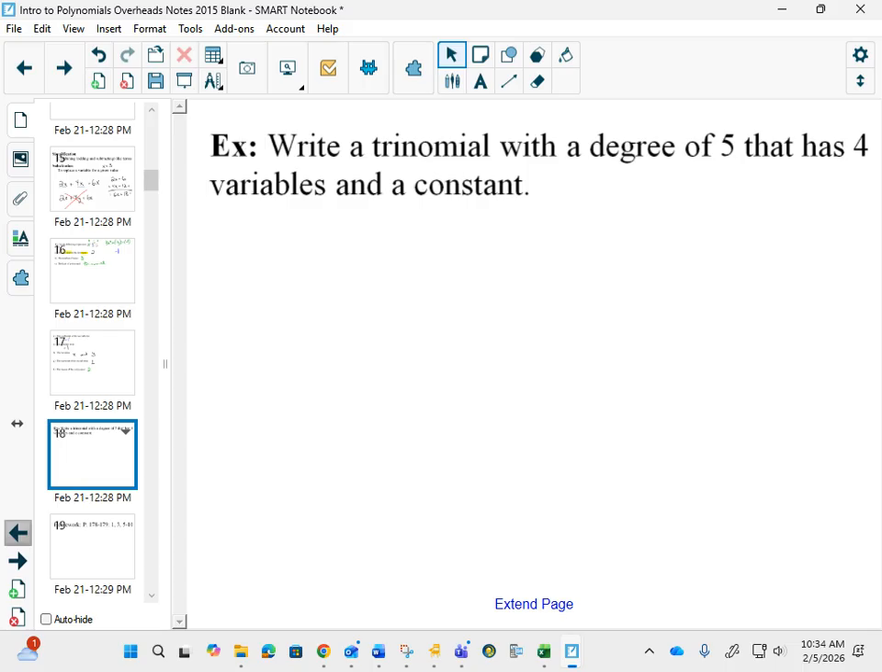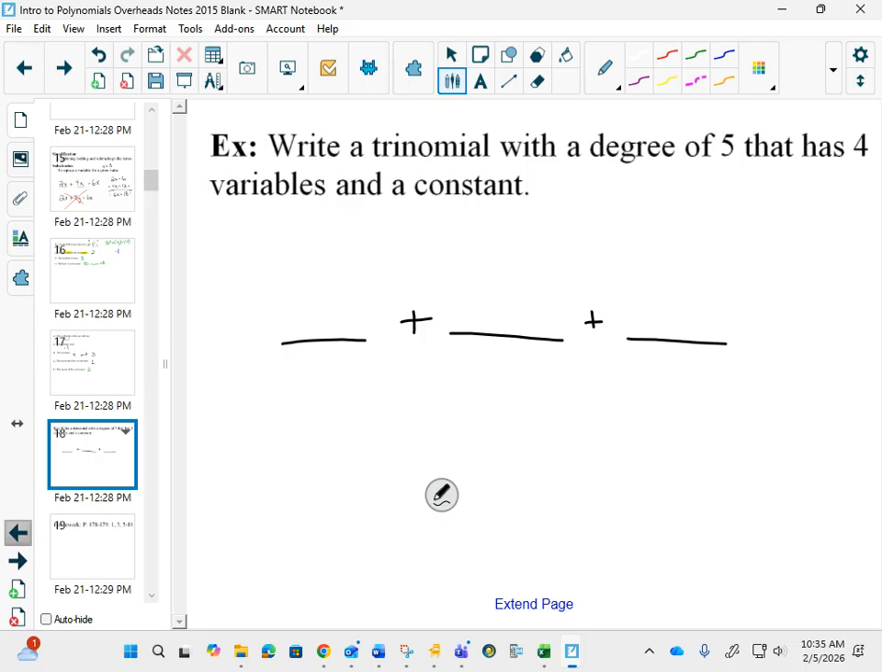Write a trinomial with degree 5 that has 4 variables and a constant. There's many right answers to this. If it's a trinomial, does it make sense that you're going to have three things? I'm going to put 3 spaces right there. What do I need? I need a constant. What's a constant? A number with no variables. Pick a favorite number.